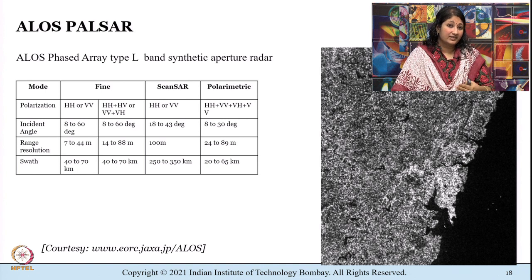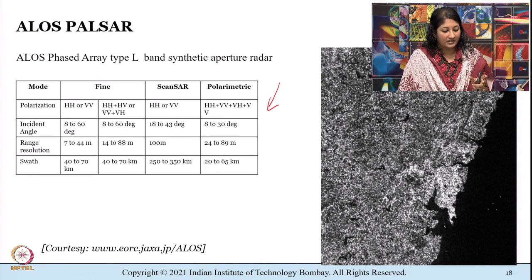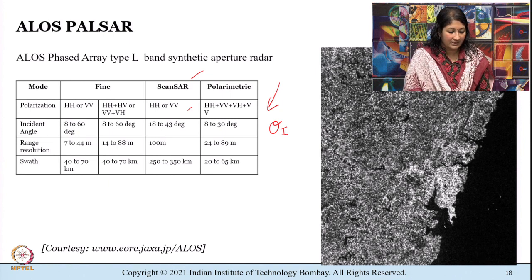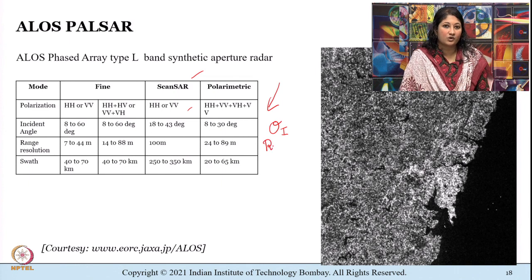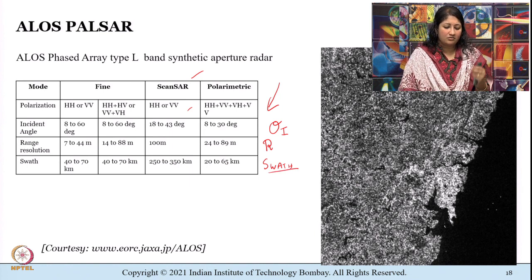The L-band synthetic aperture radar data from PALSAR was collected with different polarization, different resolution and swath width, etc. The table shown here gives you the technical details of PALSAR, as in the mode of capture, such as ScanSAR, the polarization used in each mode, the incident angle, which by now you will be familiar with as theta i, the range resolution, and the swath width. We have discussed what is range resolution and what is swath. So, now we are slowly getting familiar with the terminologies used in synthetic aperture radar.